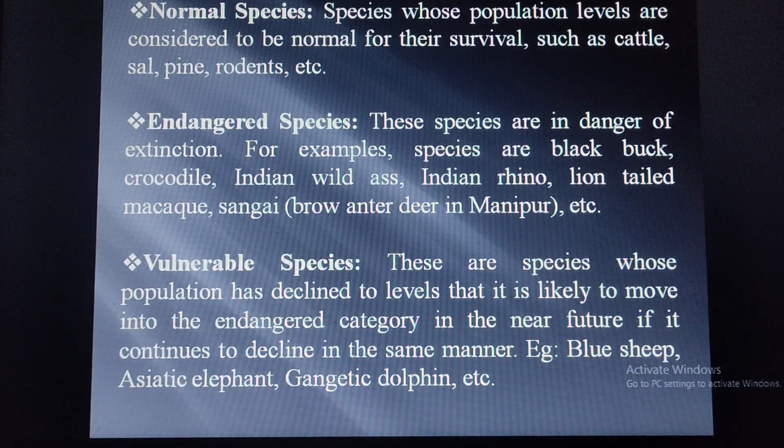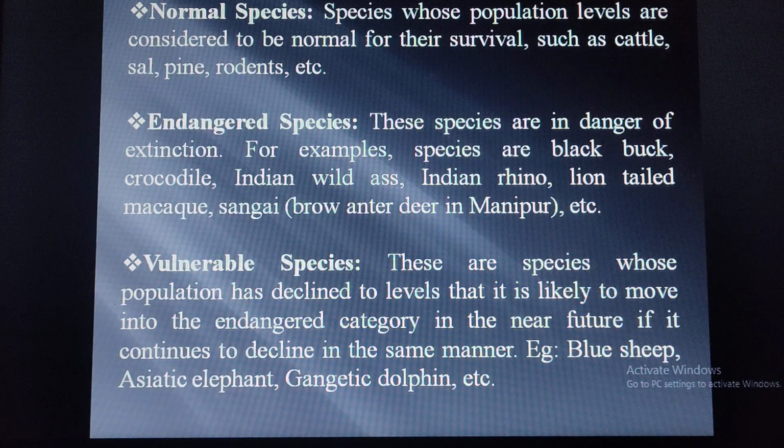First, normal species. Species whose population levels are considered to be normal for their survival, such as cattle, sal, pine, and rodents. So these are the normal species of flora and fauna. The cattle, sal tree, pine tree, or the rodents are normal species. They come under normal species because their population level is completely normal.